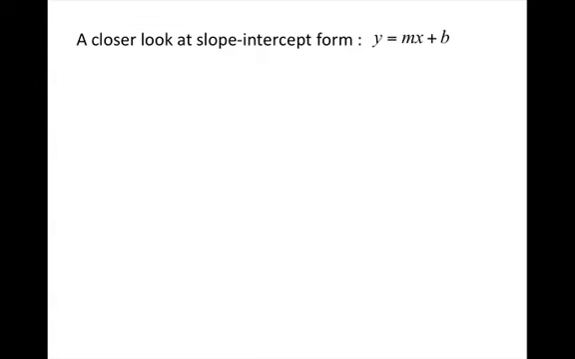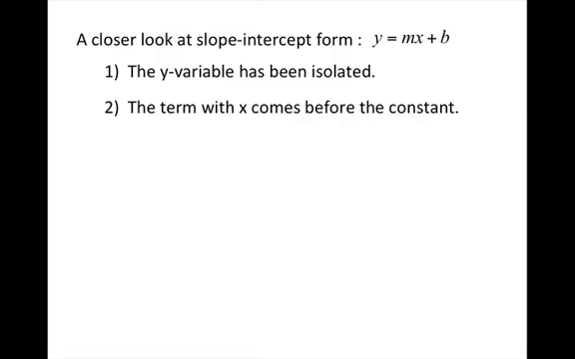Now, some special notes about slope-intercept form. Y is isolated. That means y is completely by itself. Its coefficient, the number in front of it, is an understood 1. The x term and the constant are going to be on the other side of the equal sign. The term with the x comes before the constant. So when we get into the next section and you're coming up with equations, always put the x term first.